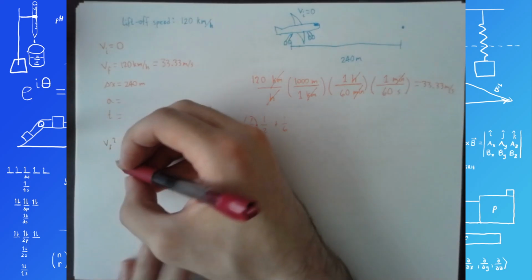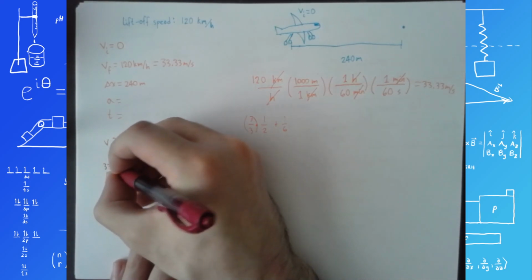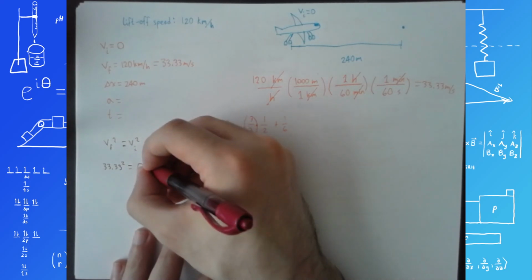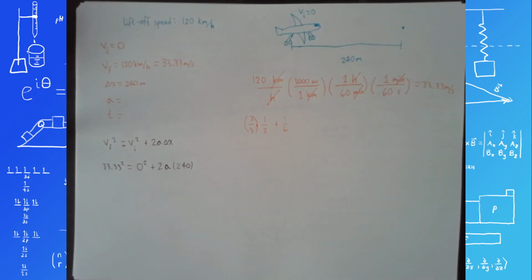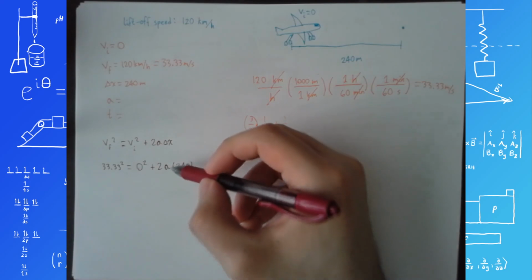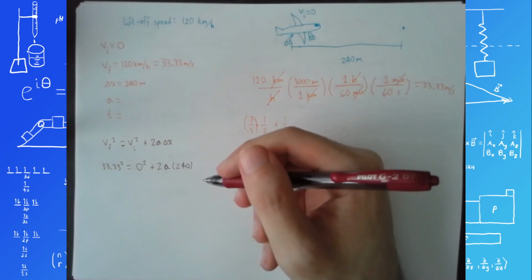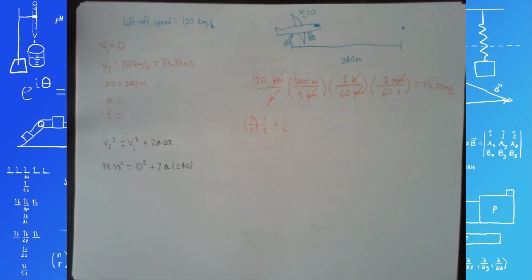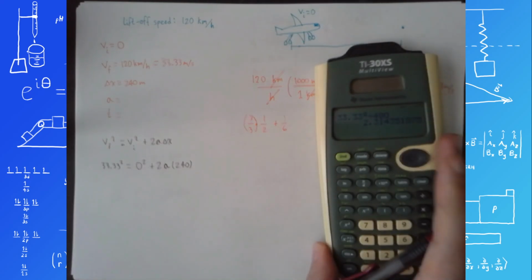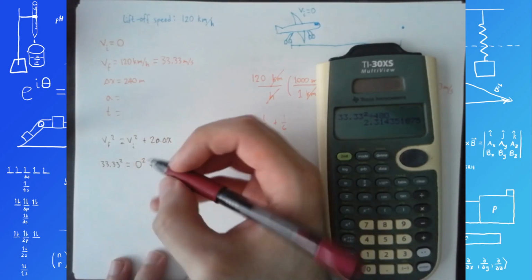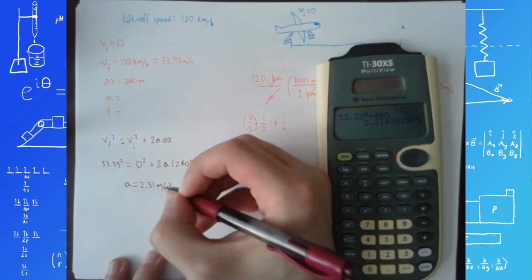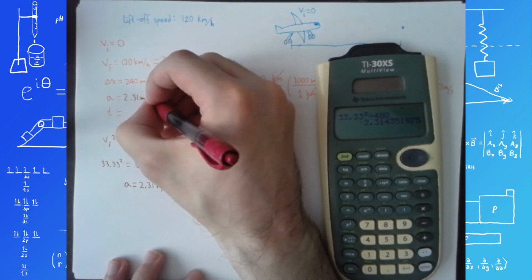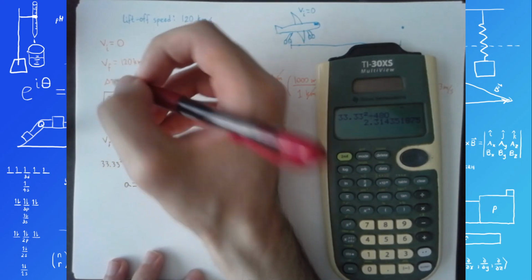So without further ado, let's go ahead and make our substitutions. We've got 33.33 squared equals 0 squared plus 2 times, we don't know what the acceleration is yet, but we know the displacement is 240. 33.33 squared equals 2 times 240, which is 480, so 480a. If I divide both sides by 480, then 33.33 squared divided by 480 gives me 2.314. I'll round that to just 2.31. So acceleration needs to be about 2.31 meters per second squared, give or take. And of course, if the plane has more acceleration than this, that would be for the better.